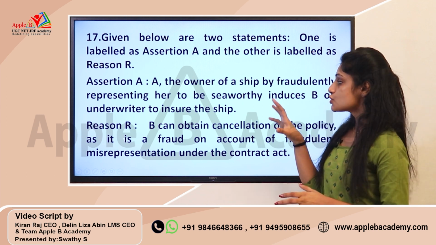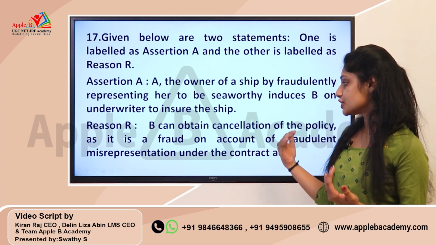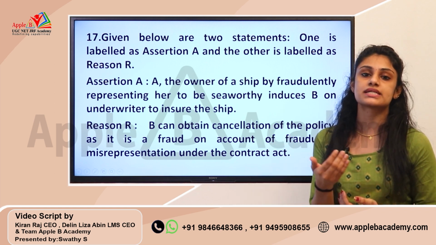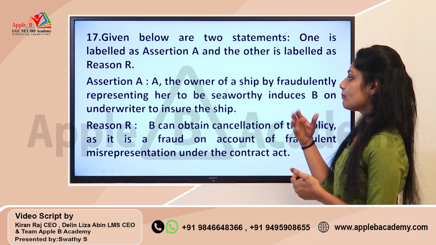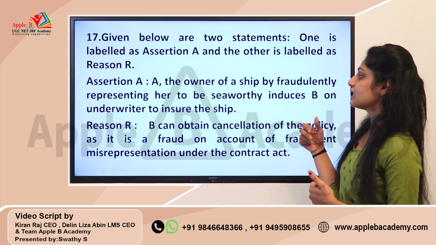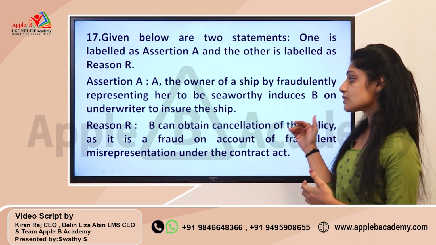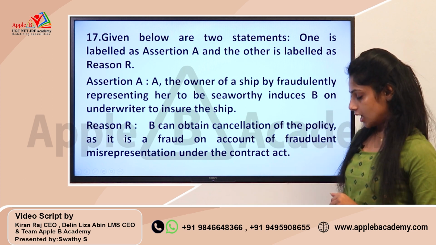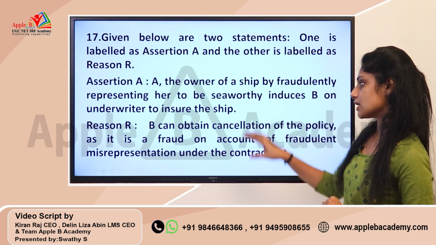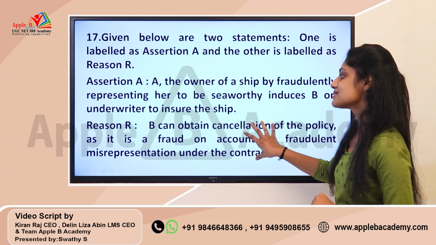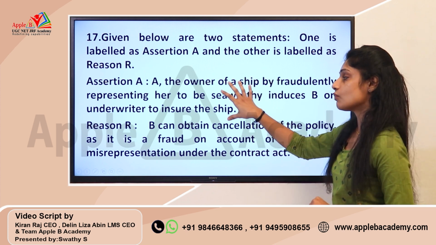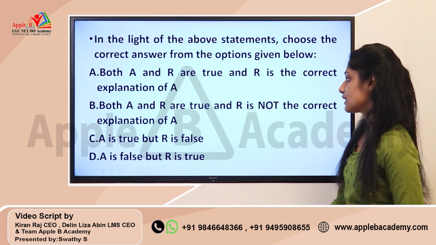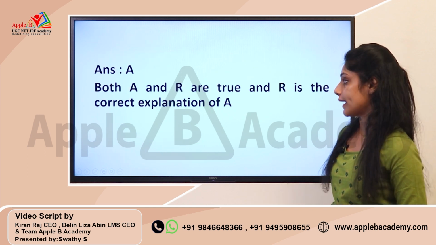So here the particular person entered into a contract, but the other person used some fraudulent methods to get that person into the contract. By reading this, you can identify that the assertion is true and the reason is also correct, and the reason explains the given assertion, as it is connected with it. So you can say that A and R are true and R is the correct explanation of A. So we'll go with option A.